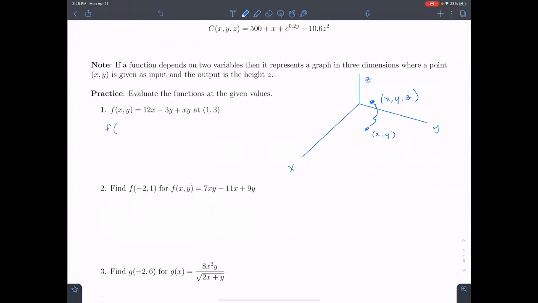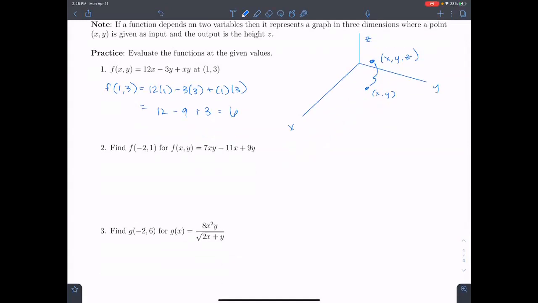So we would be looking here at f of 1, 3. You're going to plug in 1 for X and 3 for Y everywhere, and then just evaluate that. So you have 12 minus 9 plus 3, so 6. Do the same thing for this one, except now X is -2 and Y is 1. So 7 times -2 times 1 minus 11 times -2 plus 9 times 1. So -14 plus 22 plus 9 is 17.